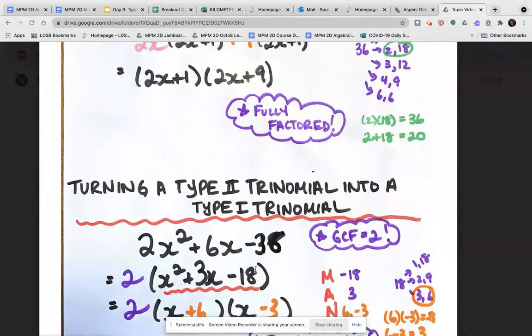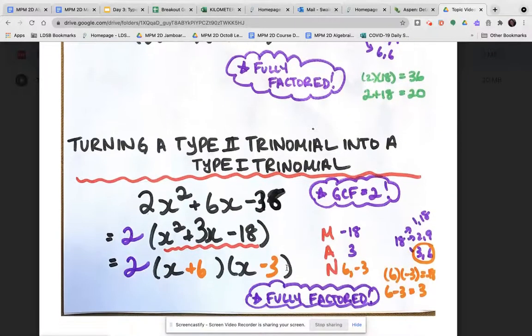I do want to show you, on that idea of fully factoring, just one example where we can actually factor it to break it down and make things easier. So if I give you 2x squared plus 6x minus 36, that is a type 2 trinomial because the a value is 2. However, if we look carefully, 2, 6, and 36 are all multiples of 2. So I can pull out the greatest common factor of 2, and when I do that, I'm left with x squared plus 3x minus 18.